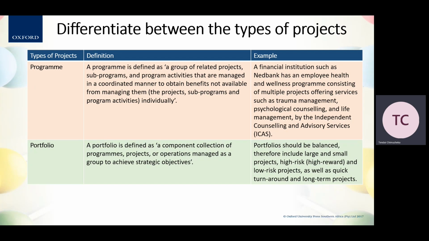Then we also have what are known as portfolios. Portfolios are basically defined as a collection of programs, projects, or operations managed as a group to achieve strategic objectives. These should be balanced, therefore they include large and small projects, which are high risk but high reward, and low risk projects as well as quick turnaround and long-term projects. And these are also managed as projects.